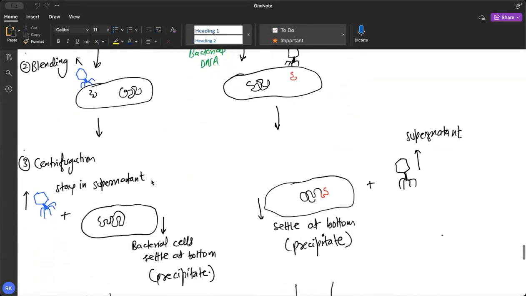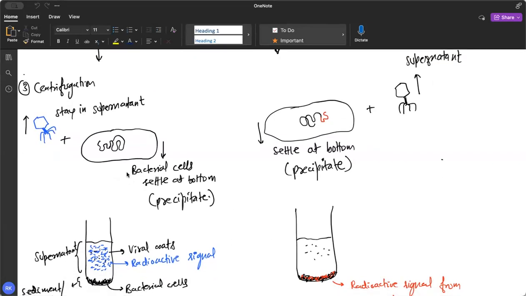So upon centrifugation, as the bacterial particles settle at the bottom, they realized that you could only see radioactivity in the sediments in the case where they had labeled DNA. The sediment is the place where bacterial cells are, because bacterial cells will be heavier than viral particles. When you centrifuge, they will settle at the bottom, right? Because they are big cells. So if in the sediment you see radioactivity, it means whatever was the genetic material is in the bacterial cells now.